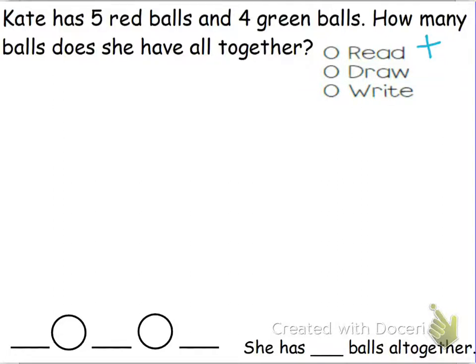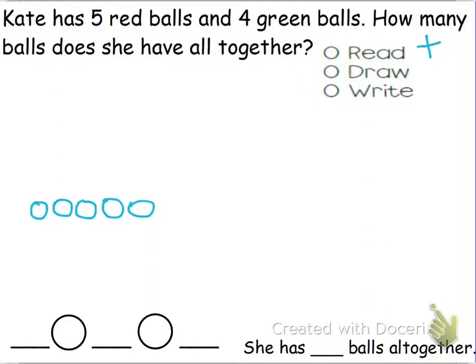So now let's chunk it. So that means that we're going to read a little and draw a little. Read a little, draw a little. Okay, so it says Kate has 5 red balls. Let's stop right there. Can we draw something? Yes, we can draw the 5 red balls. So let's draw the 5 circles to represent or to show the 5 red balls.